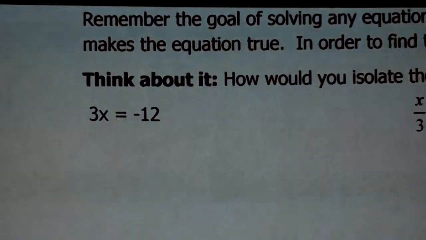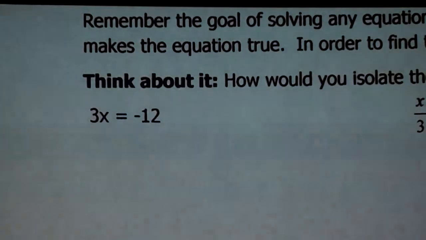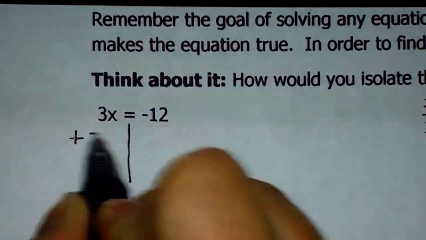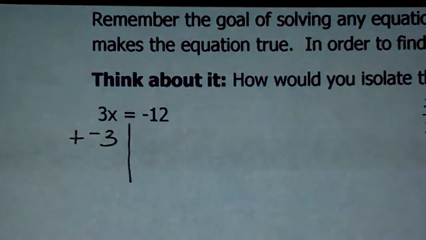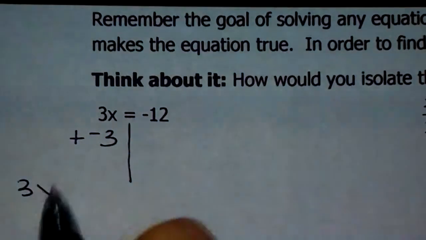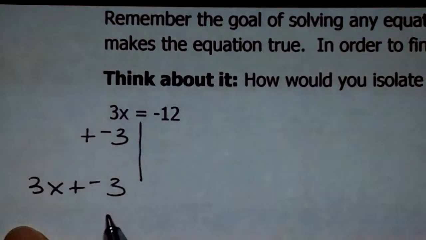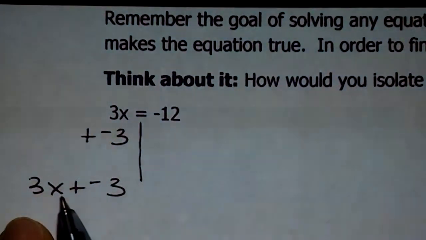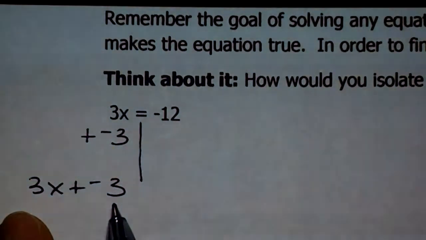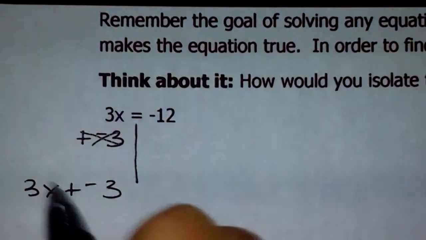I'll brainstorm some things I think that you would say, and then we'll cross them out after. So if you have 3x equals negative 12, you just learned addition equations, right? I'm guessing that a lot of you would say, well, I'm going to add a negative 3 to each side. Now, question for you. If I gave you the expression 3x plus negative 3, because that's what this is, would that give you just plain old x? It wouldn't. Those aren't even like terms, right? We can't do that.